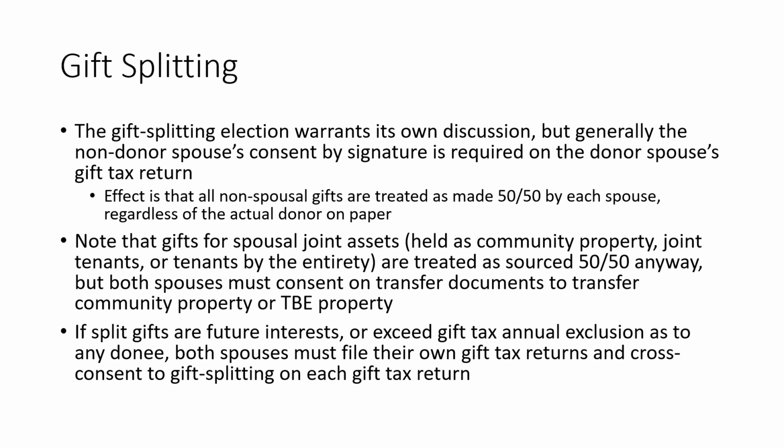And then finally, if you have any split gifts that are future interests or which exceed the gift tax annual exclusion combined among the spouses as to any donee, then both spouses would have to file their own gift tax returns, and each would have to cross consent to gift splitting on each other's gift tax return. So lots of nuances there.